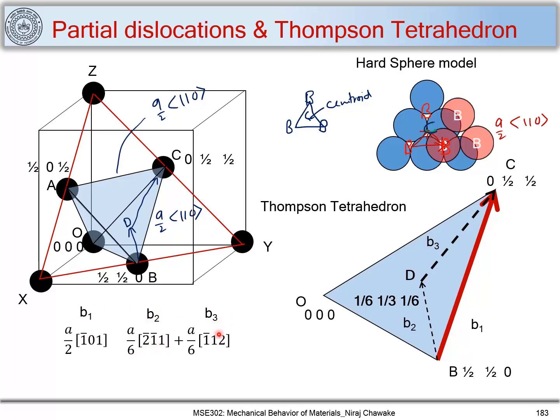We have seen this dissociation of Burgers vector b1 into b2 and b3 earlier also. Why should it dissociate? Because b1 squared is greater than b2 squared plus b3 squared. This we have seen. So this dissociation of b1 into b2 and b3 is feasible. So you can say that this Burgers vector can dissociate into b2 and b3, and we'll be seeing its implication very shortly.